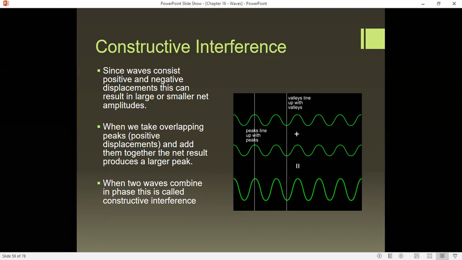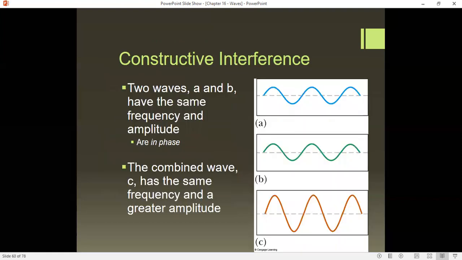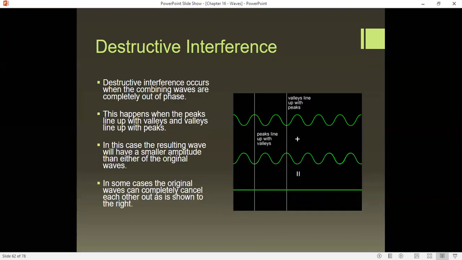However, the superposition principle also allows for the case where a positive peak can line up with a negative valley. In that case, we get something unexpected. So here's constructive interference. We get a bigger wave. If we have a positive peak lining up with a negative valley, and they're equal and opposite in amplitude, both waves disappear. That's the superposition principle.